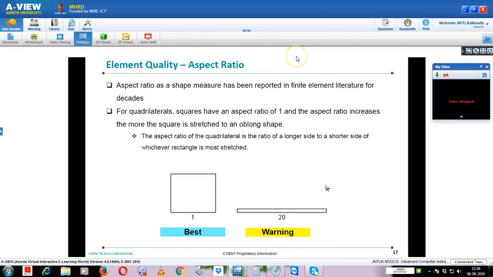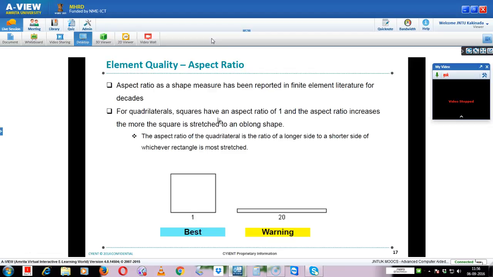So some of the things, let us look into aspect ratio. Aspect ratio, as a shape measure, has been reported in finite element literature for decades. So this is standard quality checking, aspect ratio. Okay, this is the best, 1:1, and all sides are the same length.